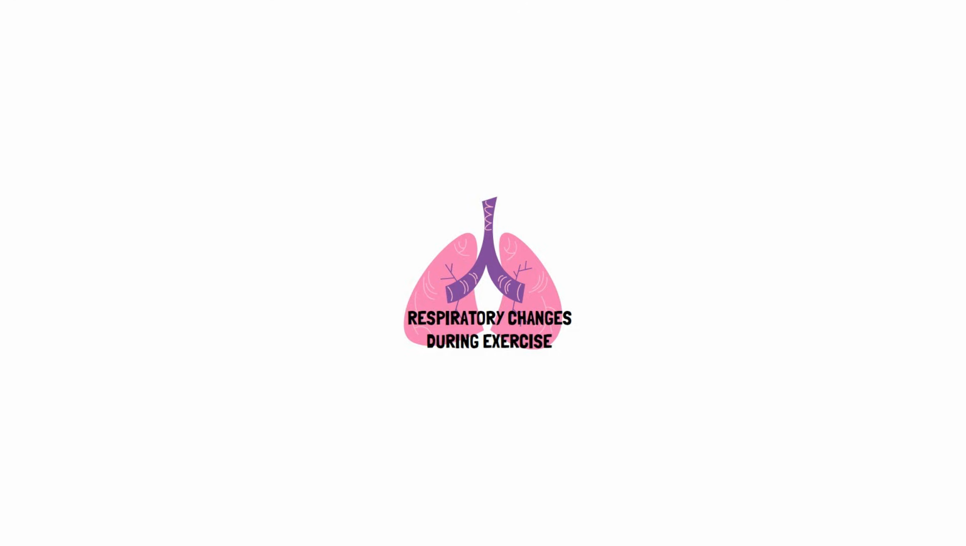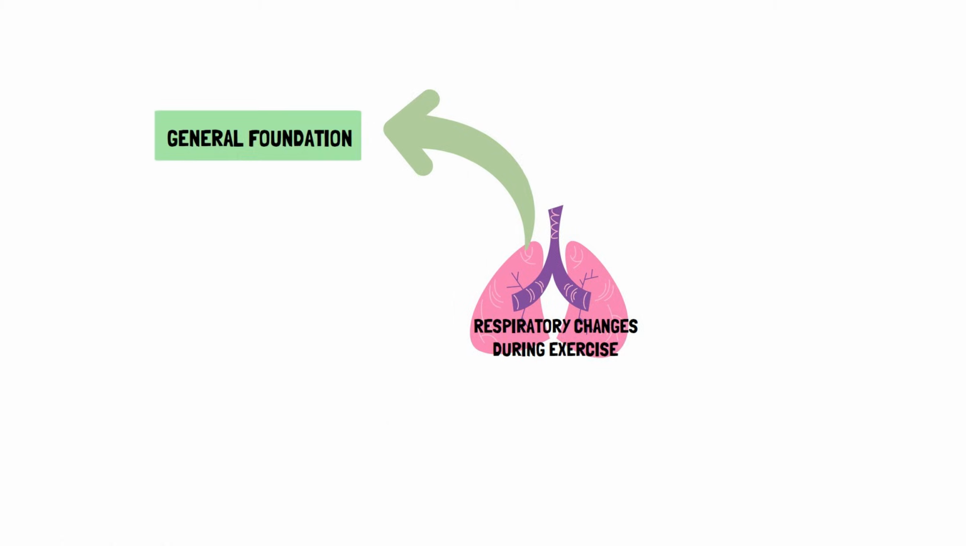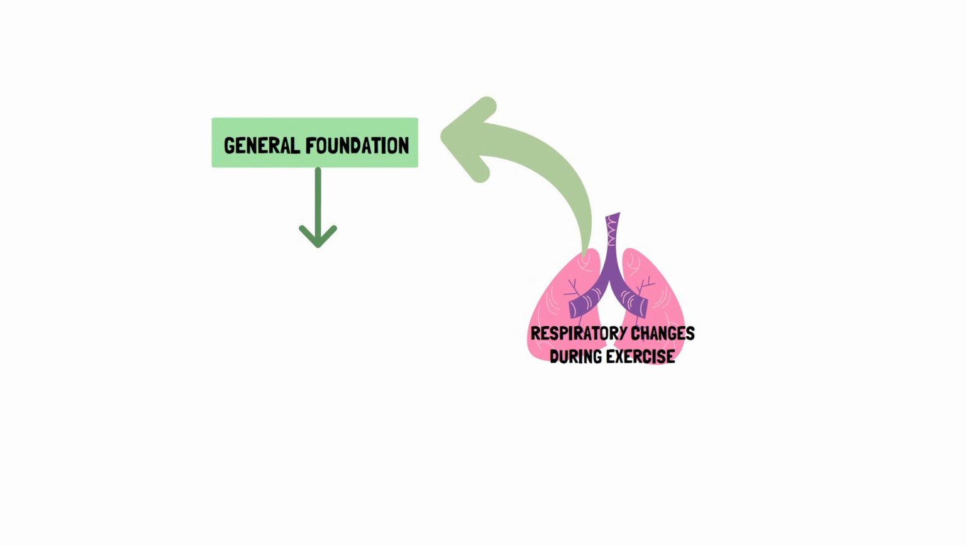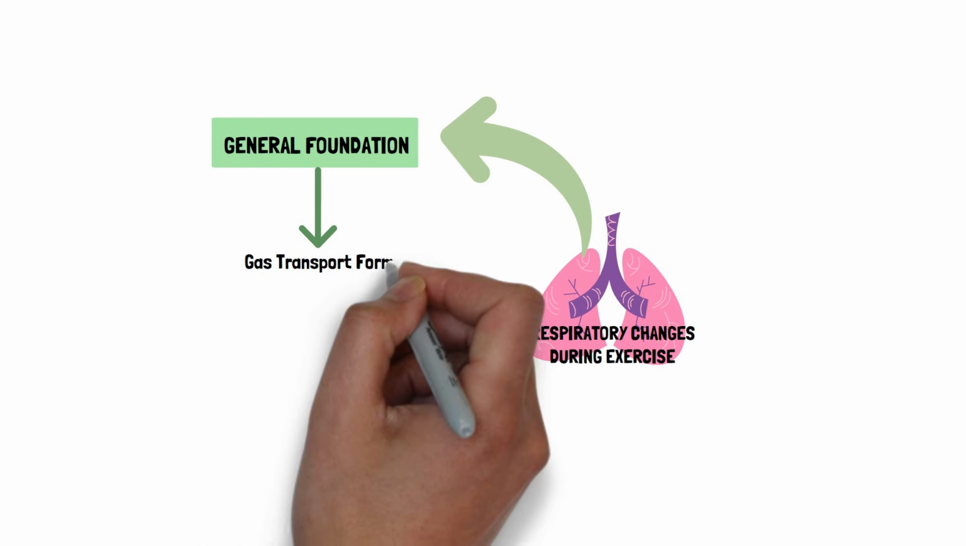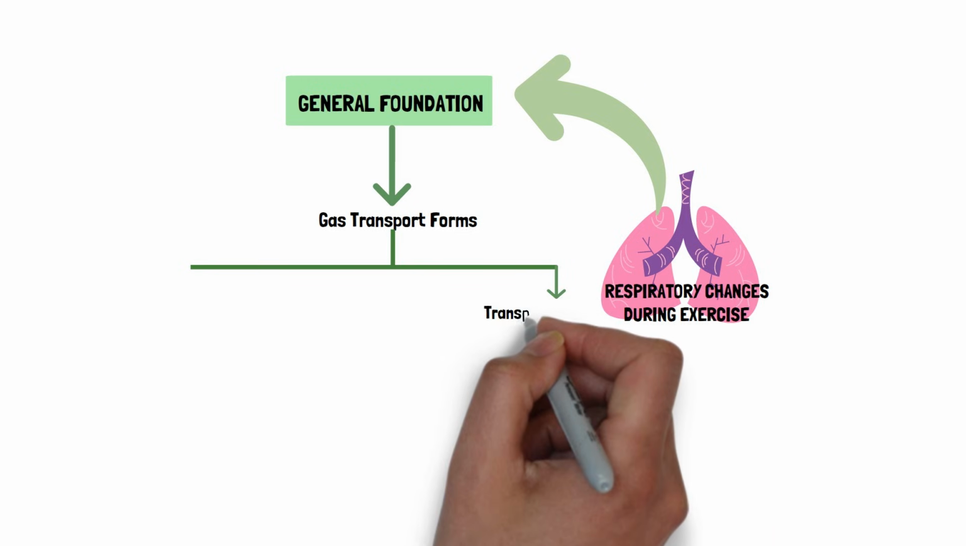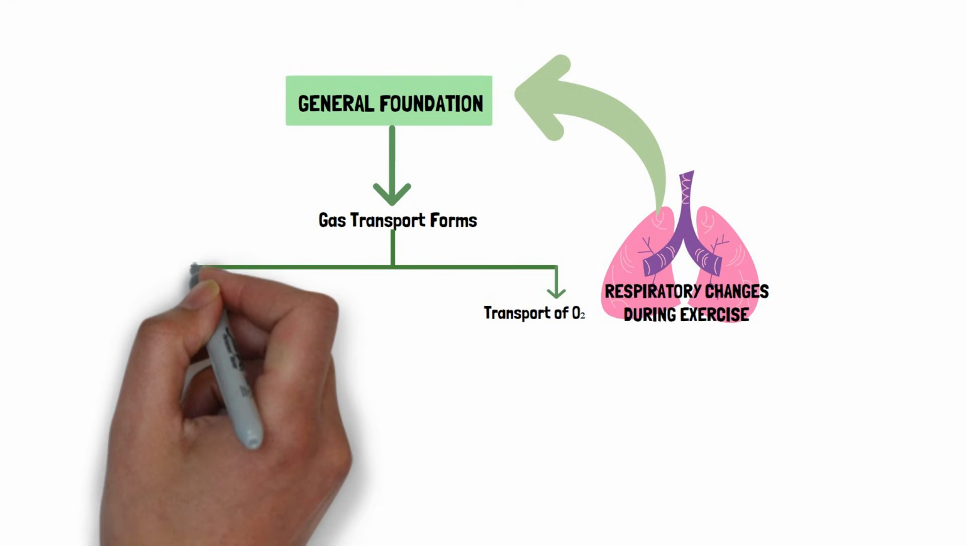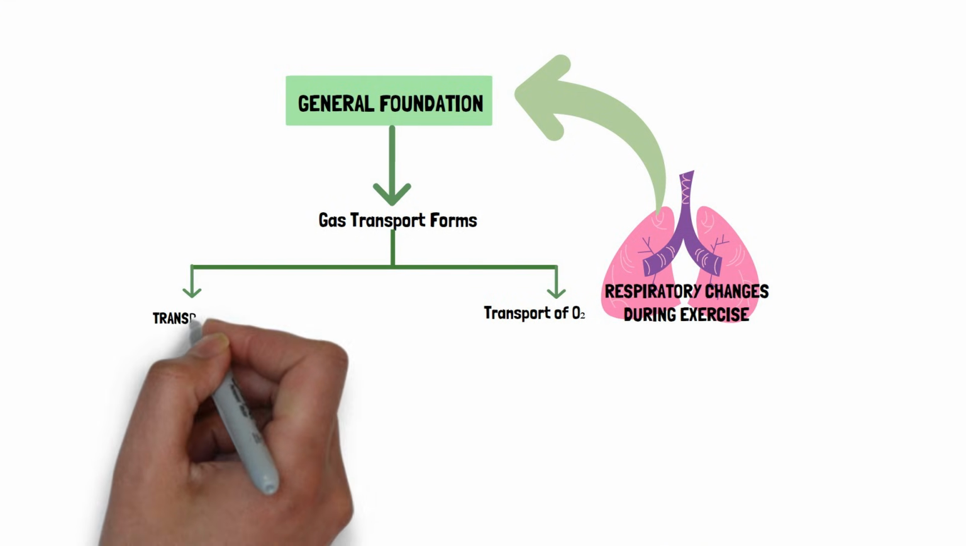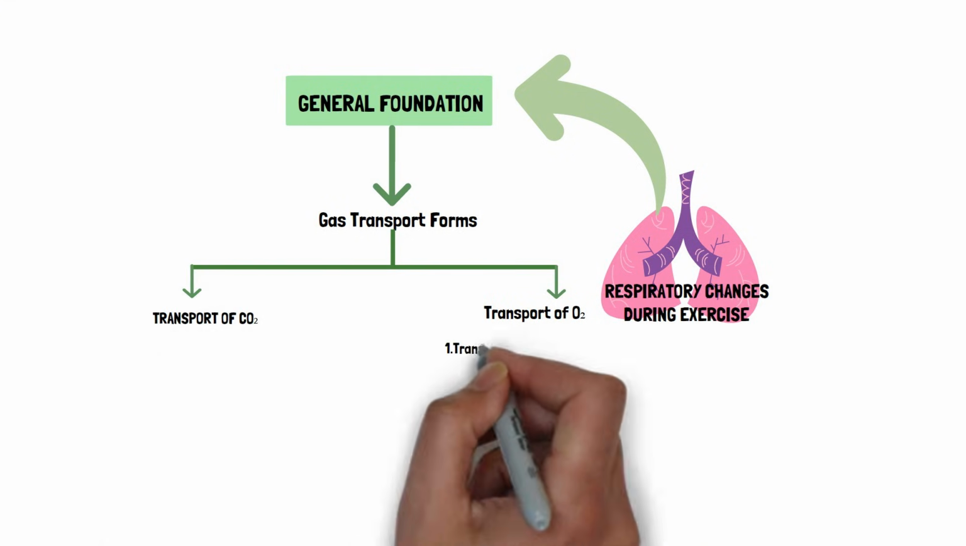Today we are going to summarize the respiratory changes during exercise. First, we are starting with the general foundation and the question: how is gas transported? We are going to talk about oxygen transport and carbon dioxide. Starting with oxygen transport, we have two forms, the physical and the chemical form. Let's compare between both of them.